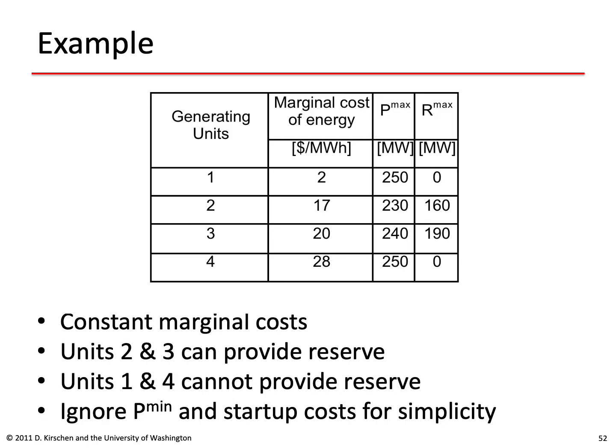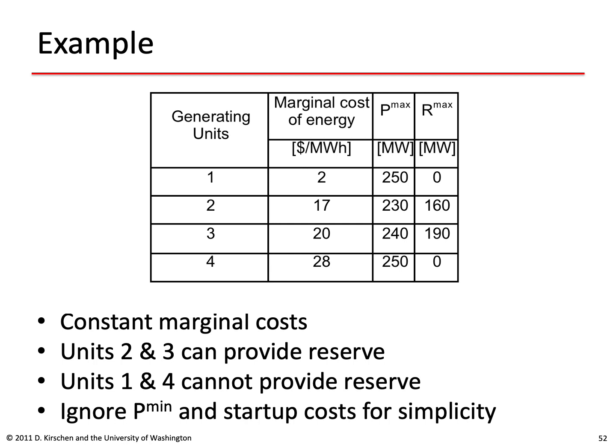Let's explore this with a simple 4-unit system. Let's suppose that these 4 generating units have a constant marginal cost, and the table shows these marginal costs. It also shows the maximum power output of each of these units. Units 1 and 4 cannot provide reserve, maybe because they are very large inflexible generating units such as nuclear units, and therefore do not have the ramping capability needed to provide reserve. On the other hand, units 2 and 3 can provide some reserve, and the amount of reserve that they might be able to provide is shown in the table.